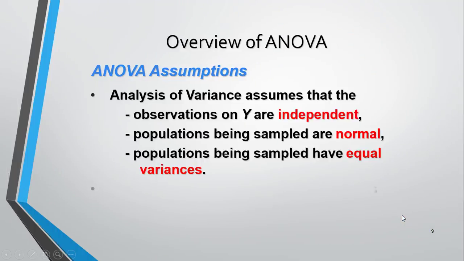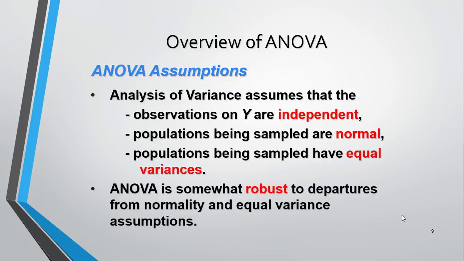Okay. There are assumptions of ANOVA. ANOVA assumes that the observations on Y are independent. All the observations on Y are independent of each other, and also the populations being sampled are normal. And also populations being sampled have equal variances. Okay? These are the assumptions. But ANOVA is somewhat robust to departures from normality and equal variance assumptions.